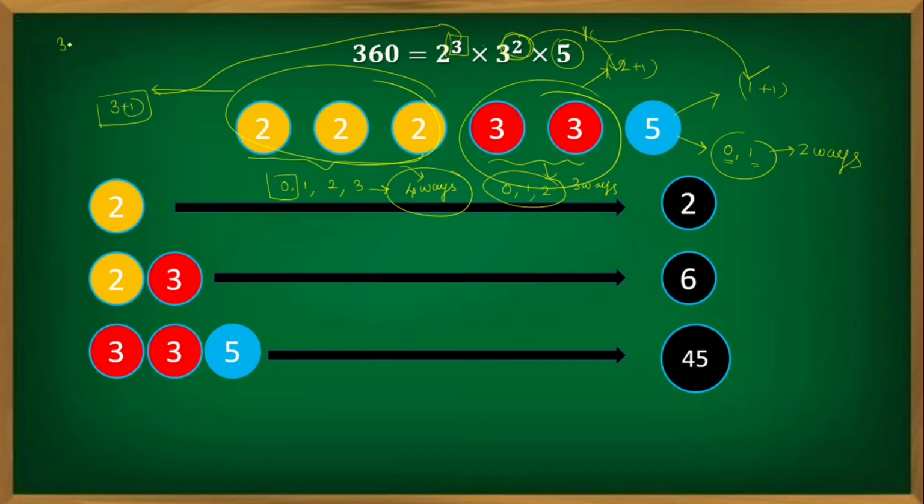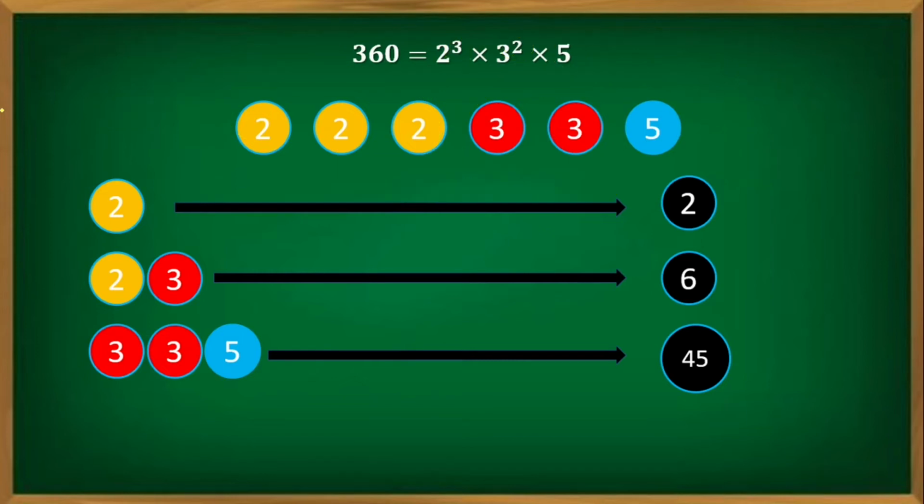So 3 plus 1. Power of 3 is 2, therefore 2 plus 1. And power of 5 is 1, so 1 plus 1. Now here, total number of combinations, according to the fundamental principle of multiplication, is (3 plus 1) into (2 plus 1) into (1 plus 1). So once again I repeat, concentrate here.